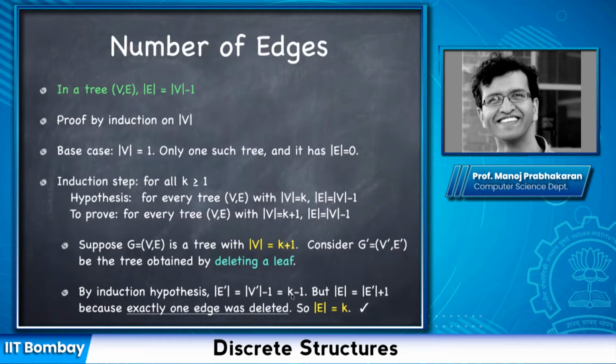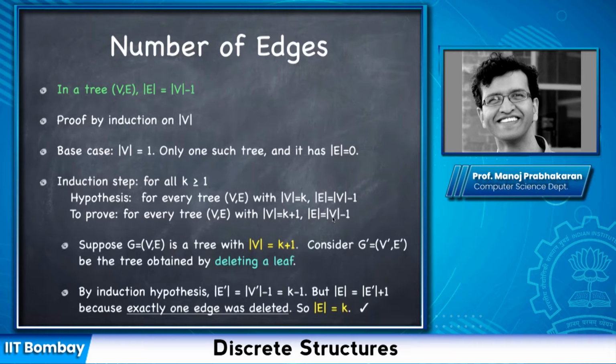And comparing it with the tree we started with, there is exactly one extra edge, because what we deleted was a leaf. It has only one edge incident on it that got deleted in going from G to G prime. So E has exactly one more edge compared to E prime. So the number of edges in E is k, which is the number of nodes minus 1.